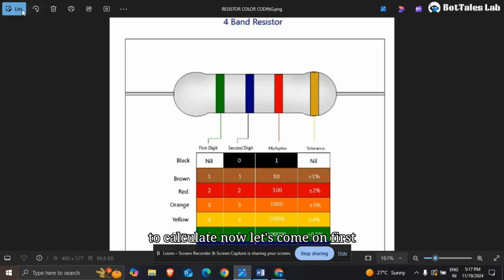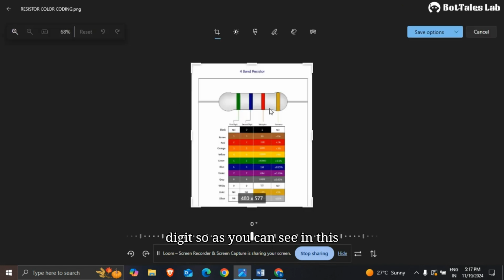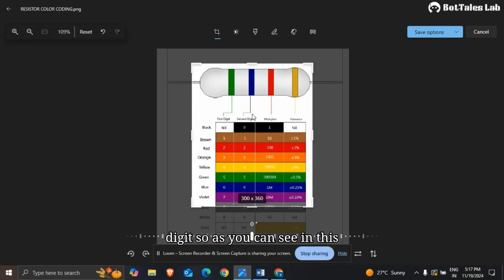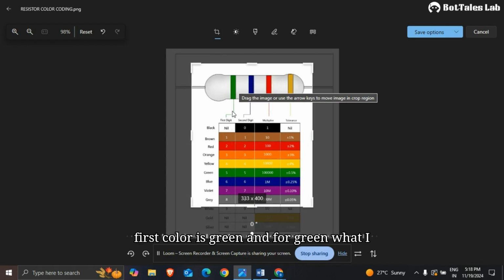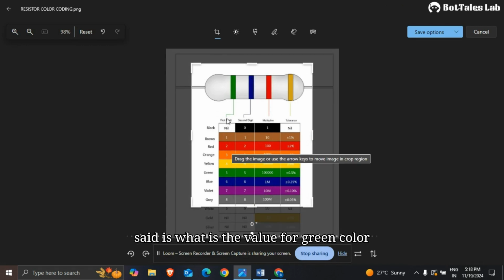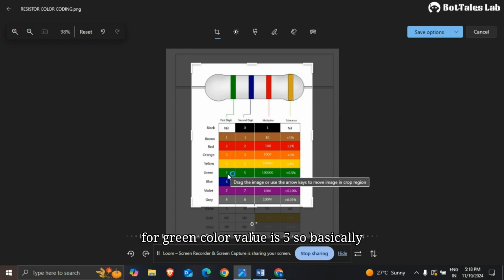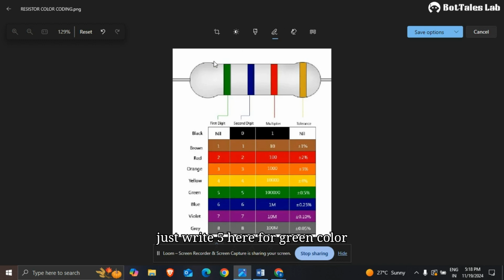So how to calculate? Now let's come to the first digit. As you can see in this video, what is the first color? The first color is green. And for green, what is the value? For green color, the value is 5. So basically just write 5 here for green color. We will write it like 5.